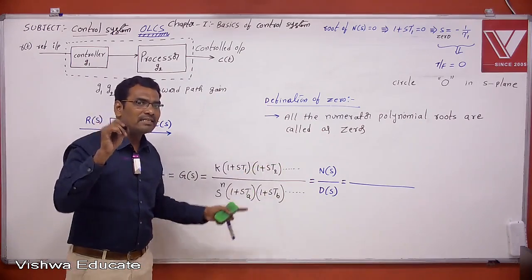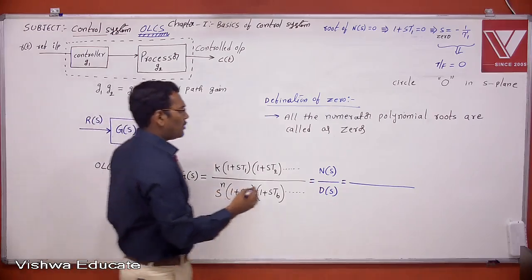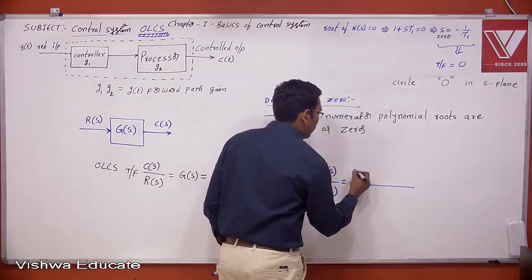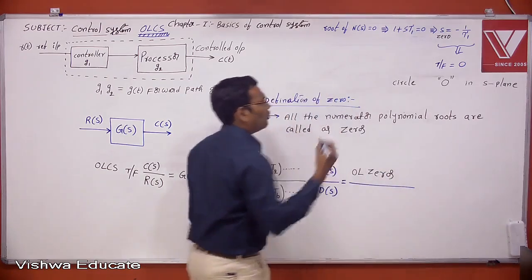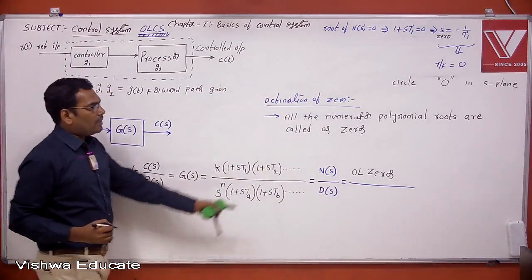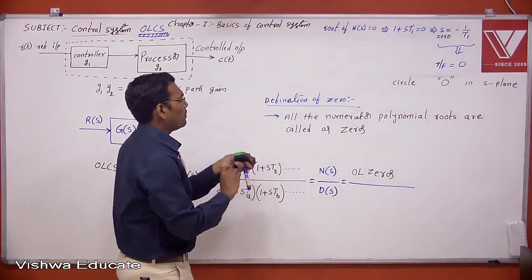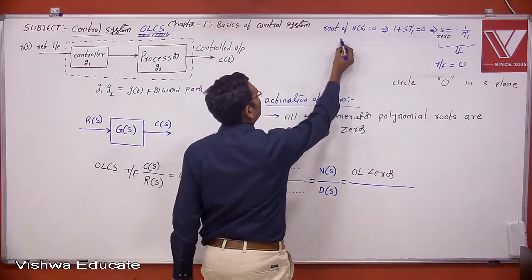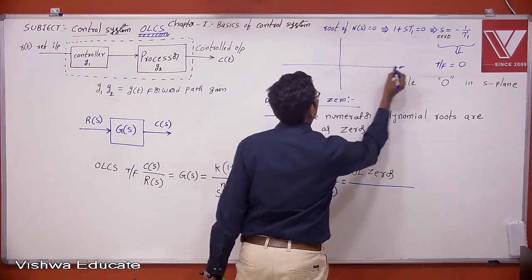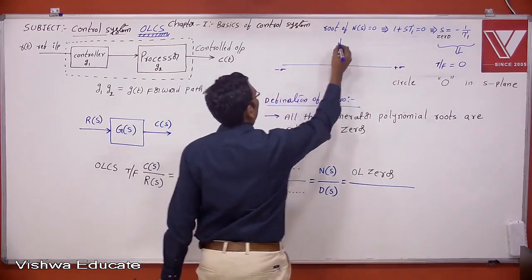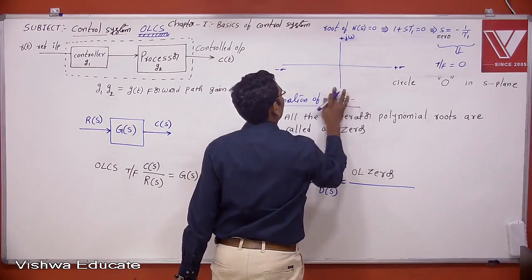But in which control system do you consider this? Open loop control system. Therefore, put a name: this is open loop zeros. That's it, open loop zeros, represented by a symbol of circle in the S-plane. Then how to represent it? First you take the S-plane. This is the S-plane: positive real axis, negative real axis, positive imaginary axis, negative imaginary axis.